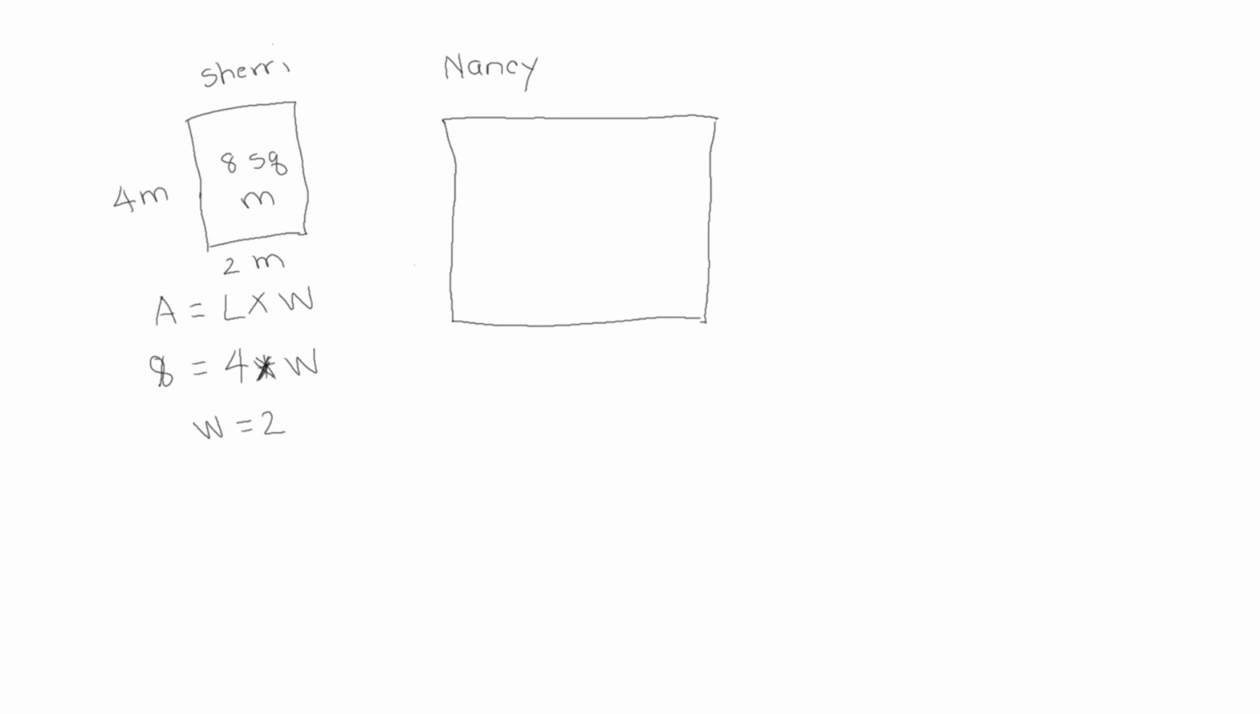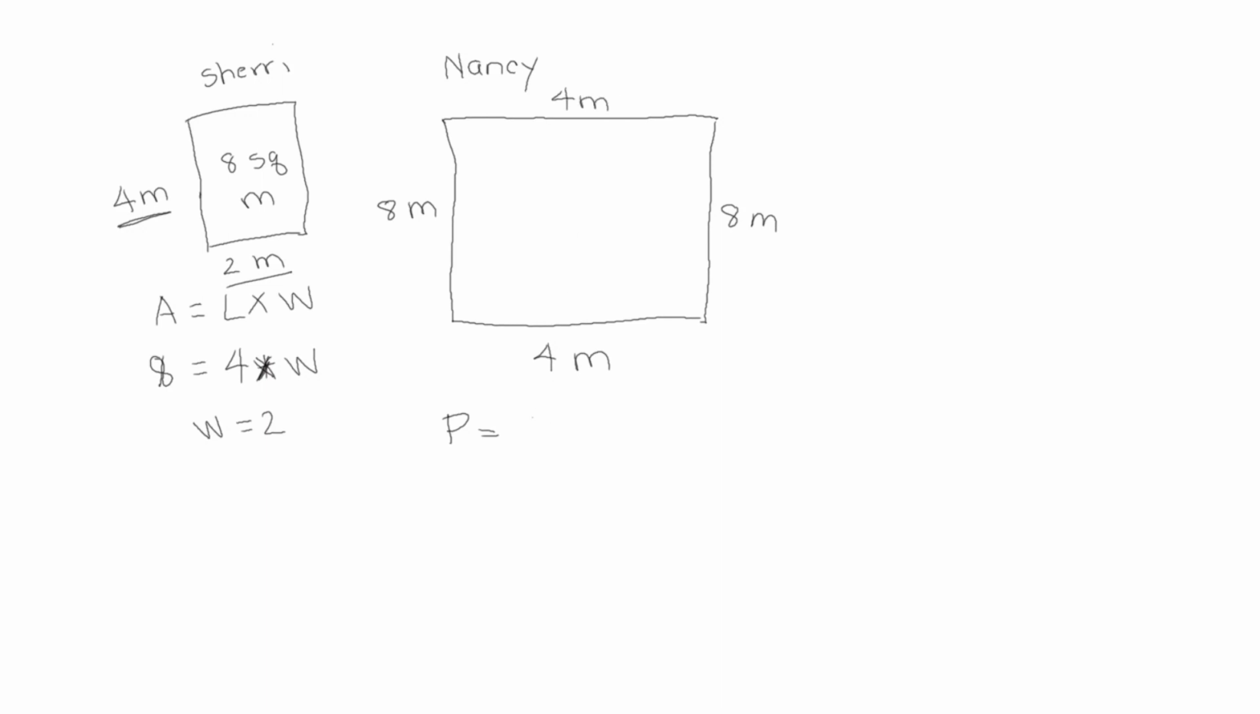Nancy, we said, the length of her garden is 2 times Sherry's. So we know the length here is 4 meters, so 2 times 4 would be 8 meters. The width is 4 meters. Again, we said it was twice as much, so 2 times 2 is 4. So these would be the measurements of Nancy's garden. So let's find the perimeter of Nancy's garden. If this side is 8, this side is 8. If this side is 4, that side is also 4.